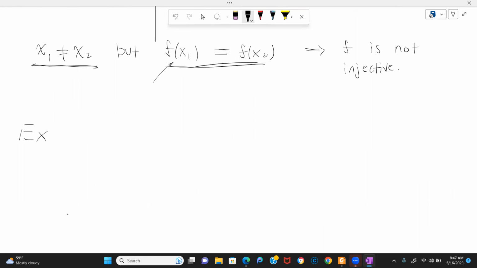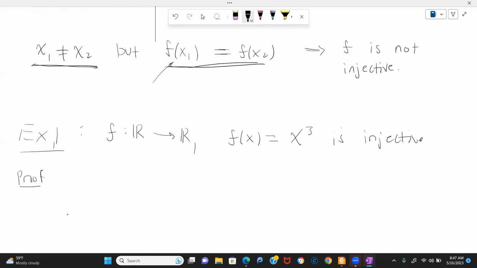So we have example one. You have f going from R to R, and f(x) is equal to x cubed. The claim is that this is injective, or one-to-one. So how do you do that? Well, here's the proof. It's really easy.